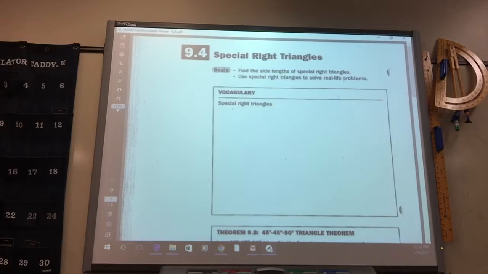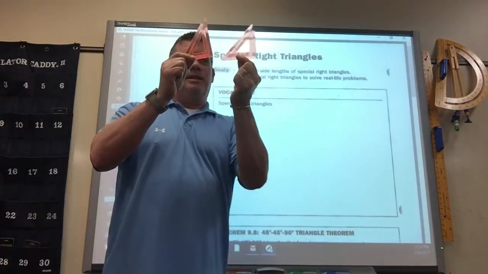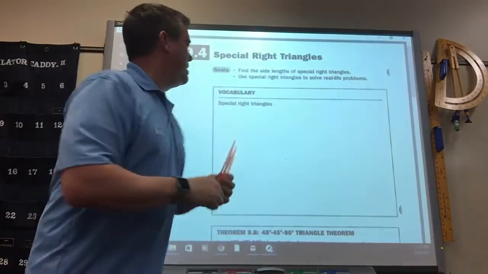In building and architecture, there's two very common right triangles that are used. One like this and one like that. These are special right triangles.